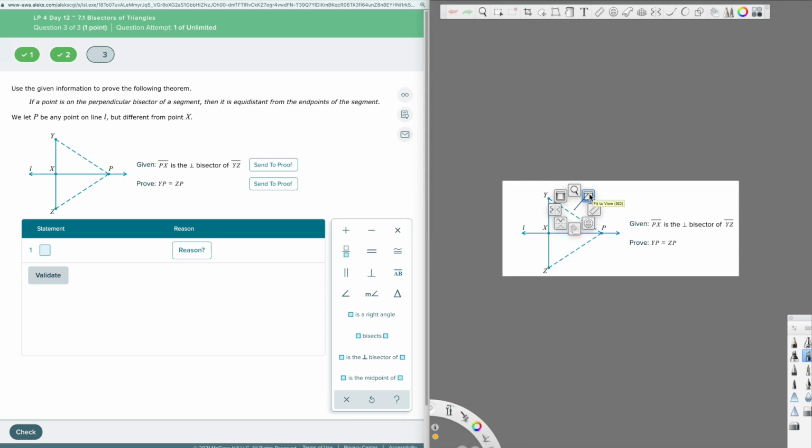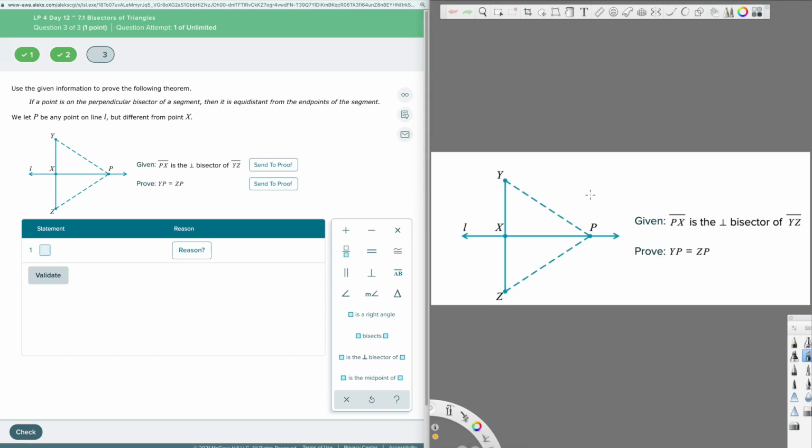Okay, so I went ahead and copied my diagram. If you don't have a picture of this diagram, which every time we start these is a new one, definitely copy this down on your page so that you can start marking up your diagram as you need to.